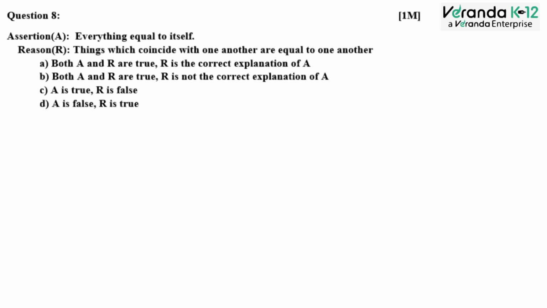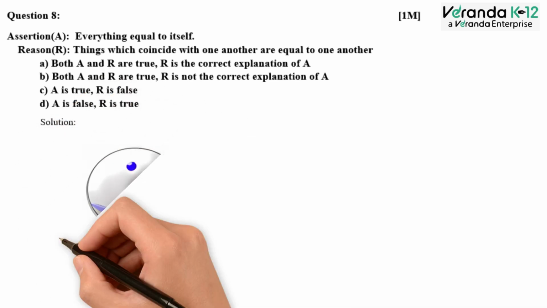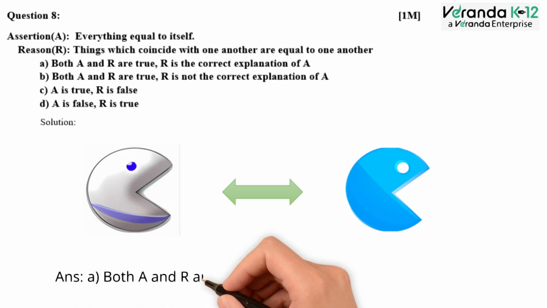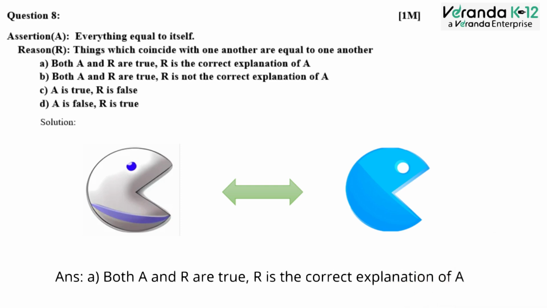Option B. Both A and R are true but R is not the correct explanation of A. Option C. A is true but R is false. Option D. A is false and R is true. It is crystal clear from the image given. Things which coincide will be equal. So our answer is option A. Both A and R are true and R is the correct explanation of A.